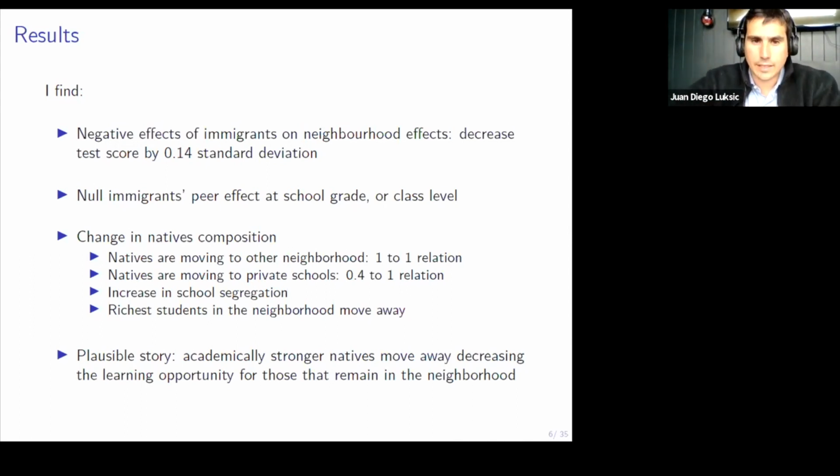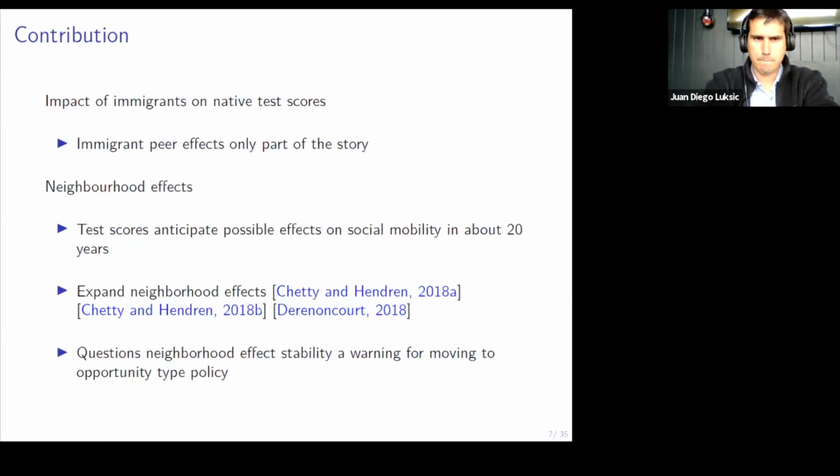So what I said is the most plausible story is that academically stronger natives move away, decreasing the learning opportunity for those that remain in the neighborhood, for the natives that remain in the neighborhood. Okay, so these are my results. And my contributions are twofold.